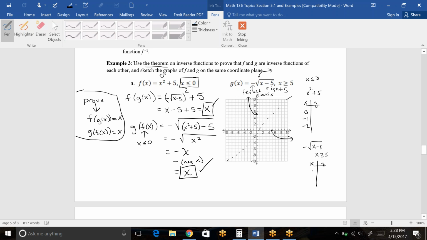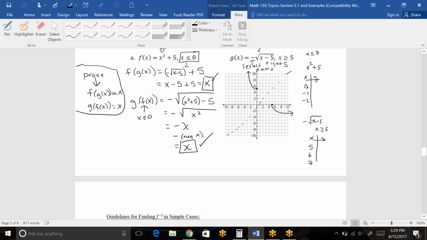So I would plug things like 5, 6, and 7 into this function. Notice that I could do this with tables, or I could do it with transformations for the graph part. I'm not going to go through the whole table, but it could be plotted either way.